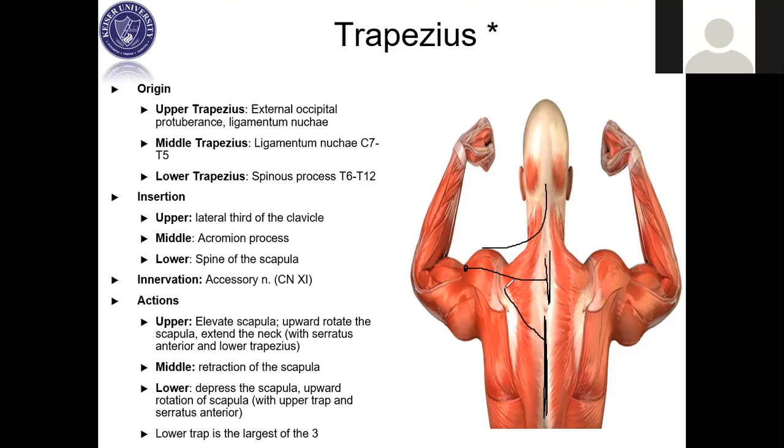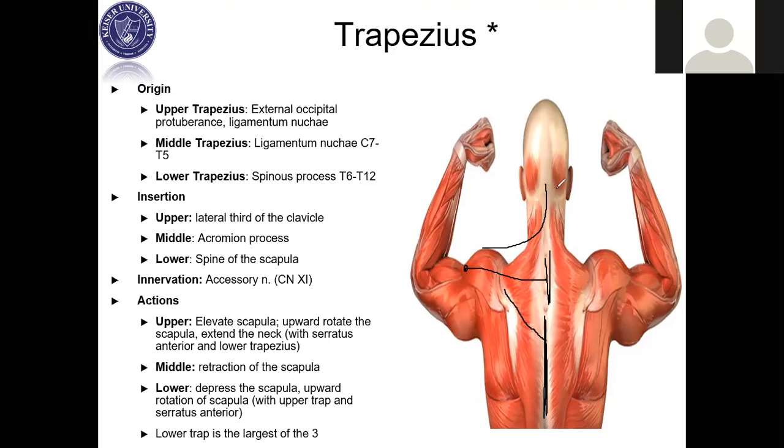The action of the lower trap is the opposite of the upper trap. The upper trap elevates the scapula. The lower trap depresses it, or brings it down. Okay? Upper trap brings the scapula up. Lower trap brings the scapula down. The middle trap brings it backwards, or retracts.